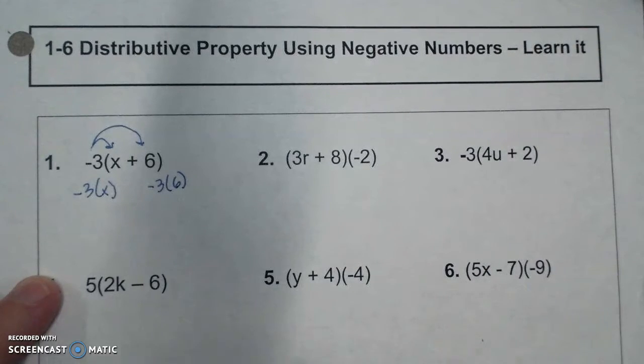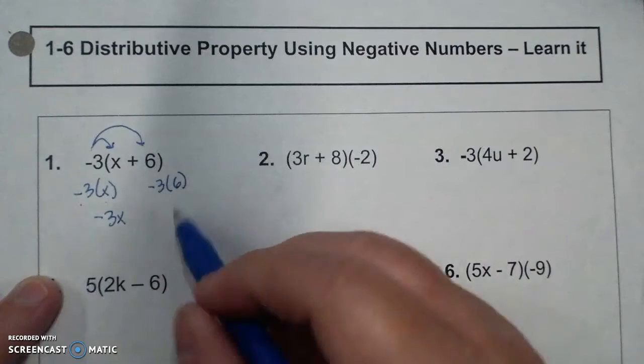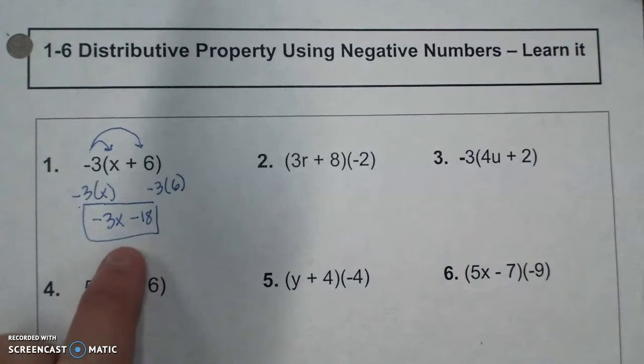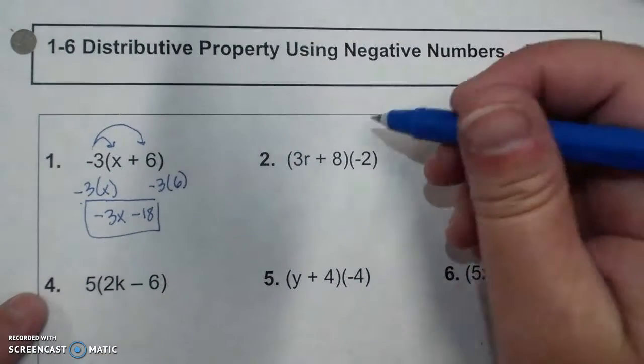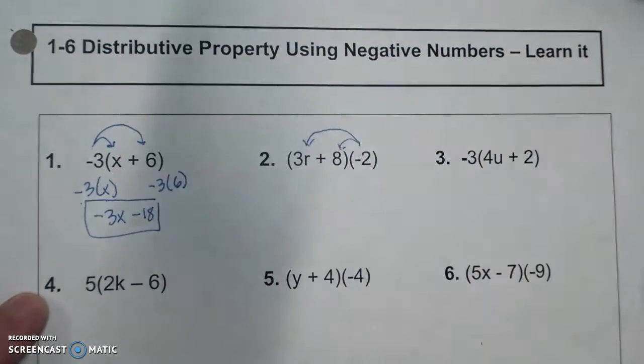distributed to 6. I'm going to do the multiplication, -3x, and this is -18, and this is the final answer because these two terms do not combine. They are unlike terms. Very rarely, but sometimes you can distribute from the back.